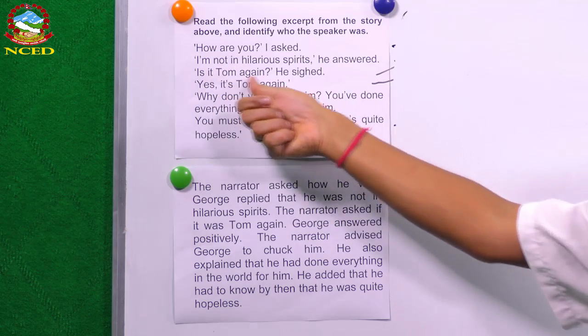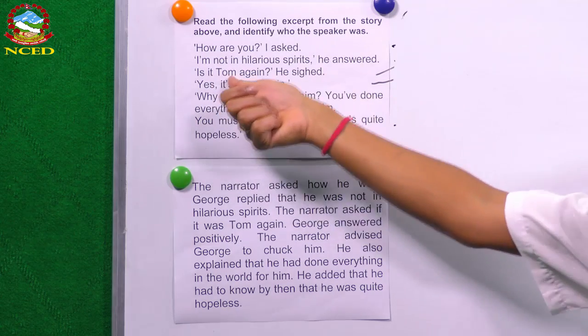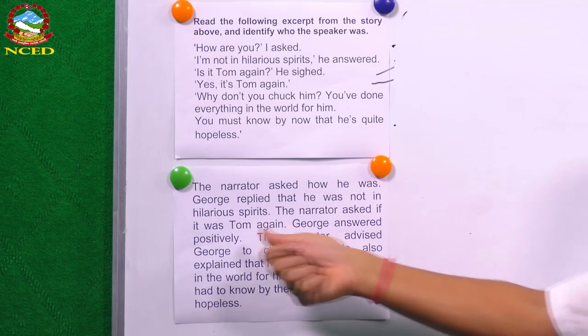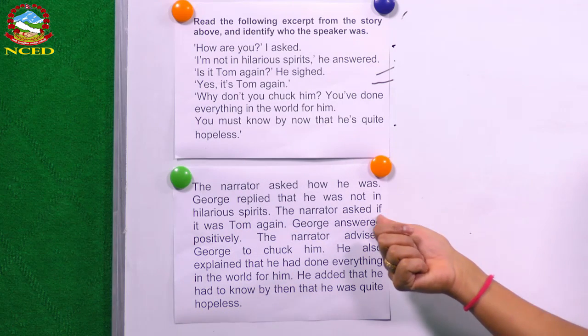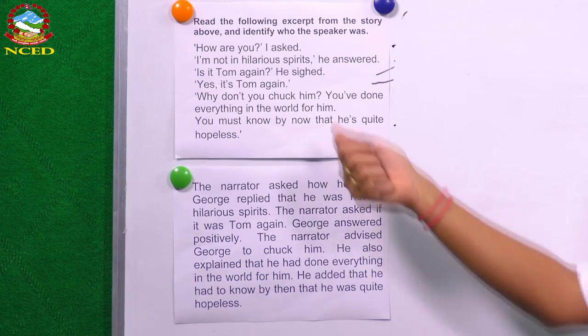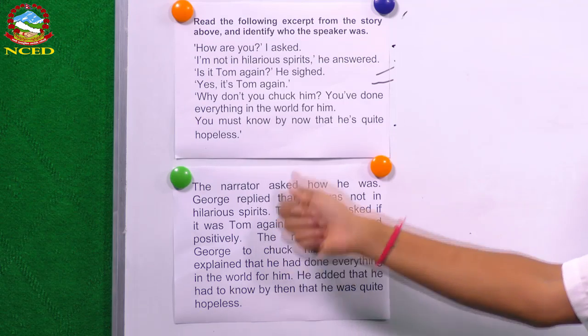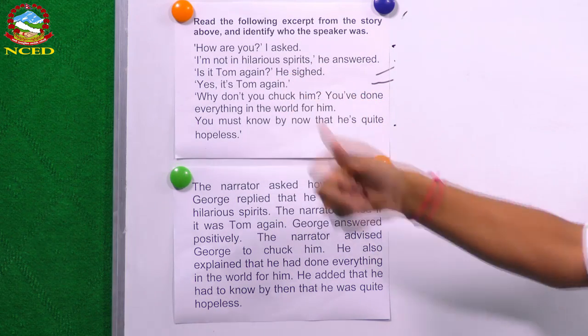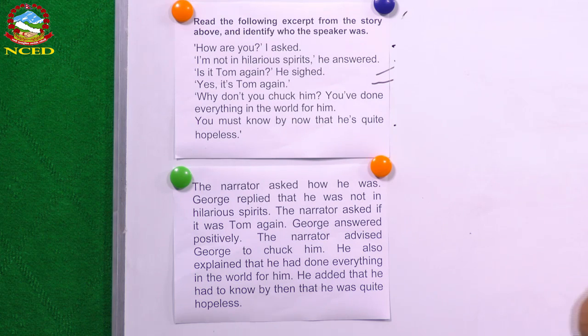The next one, is it Tom again? He sighed. So there's a question, how is it reported here? The narrator asked if it was Tom again. So do you see if is there? In the earlier statement, that was there because it was a statement. Now if is there because it's a yes no question, and the question form is changed into statement form.